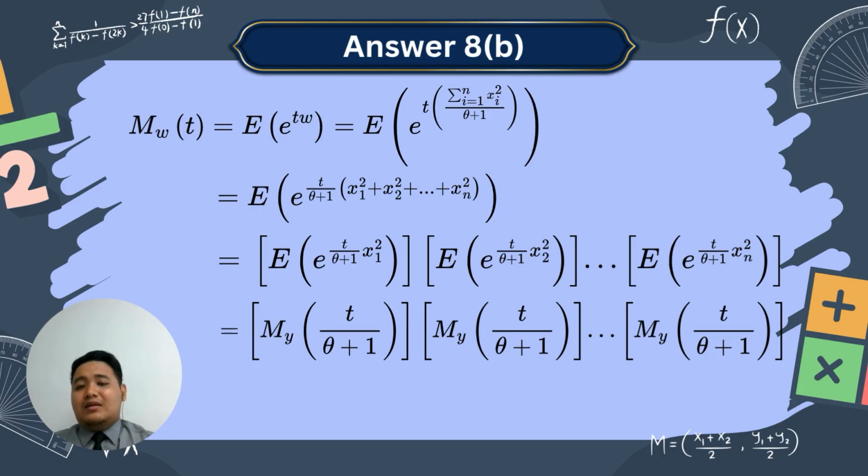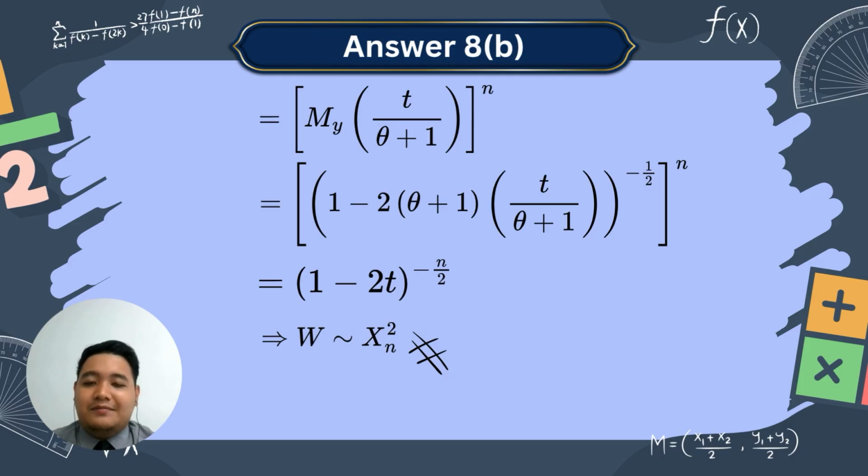Okay, then as we can see here, the expected of exponent t over theta plus 1 x squared looks most likely like the moment of y that we did in A, but it is having a different term of t. So that's why we can write it down here as moment of y with term of t over theta plus 1 for all of the terms just now. As usual, make sure to multiply all of it.